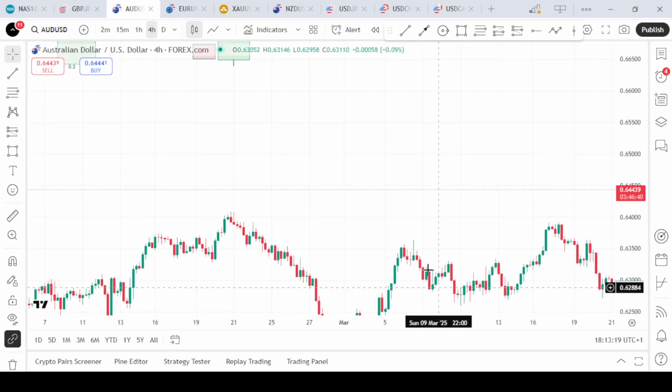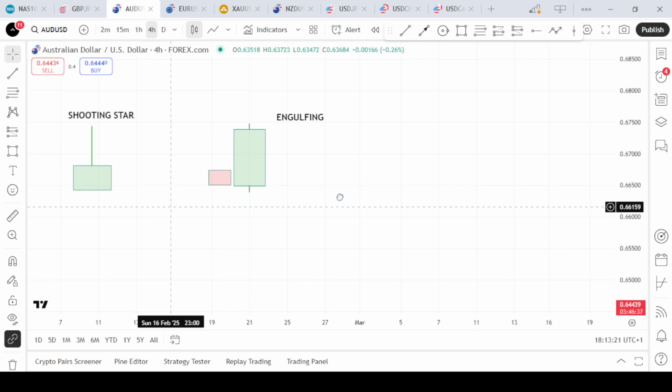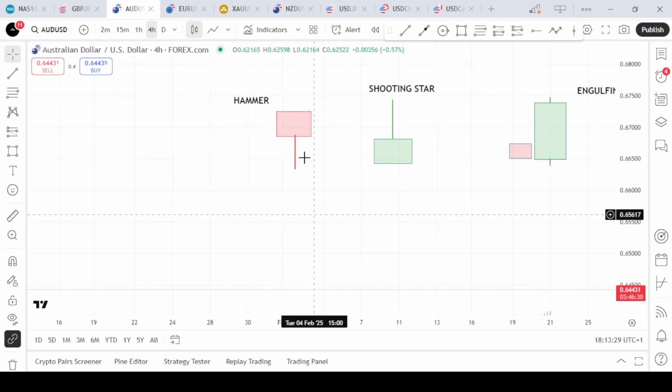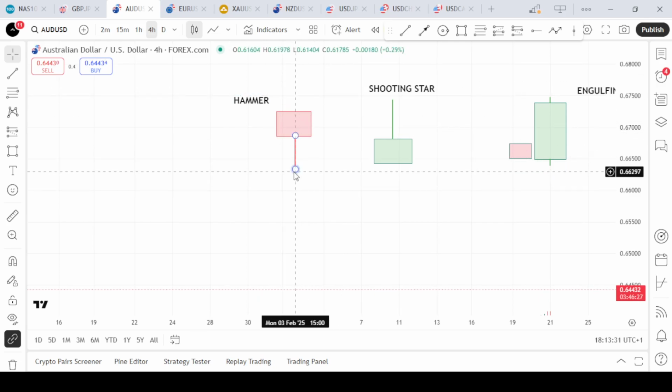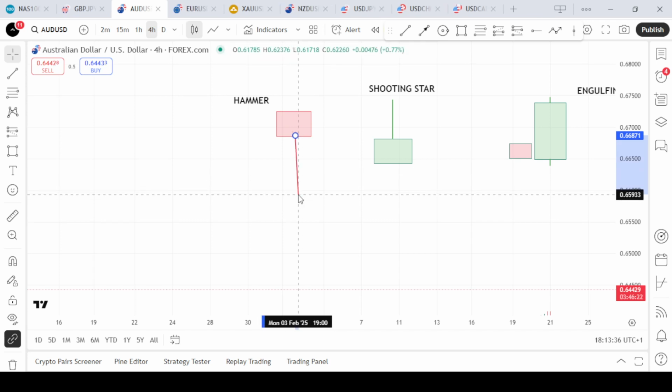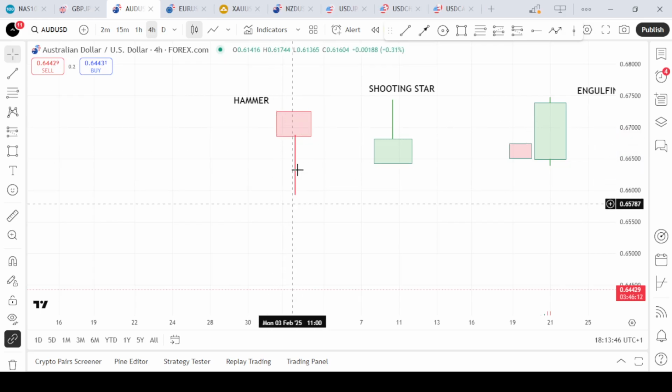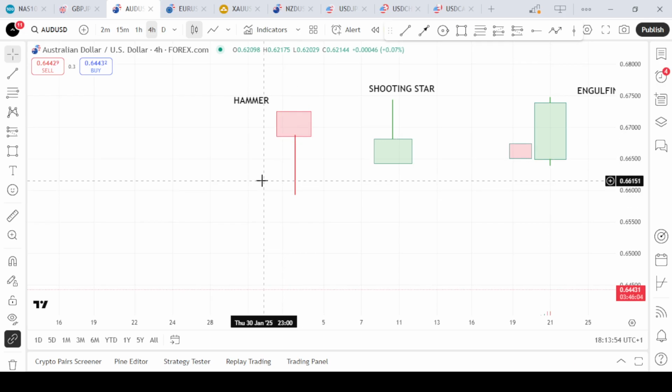Another common pattern we are going to be talking about is called the hammer, and this appears at the bottom of a trend. This is typically what the hammer looks like. It has a small body and a long lower wick. This usually signals that sellers pushed price lower, but buyers regained control by the close. Price was meant to close at this area, but buyers came in, took control, and closed it higher than it should have closed.